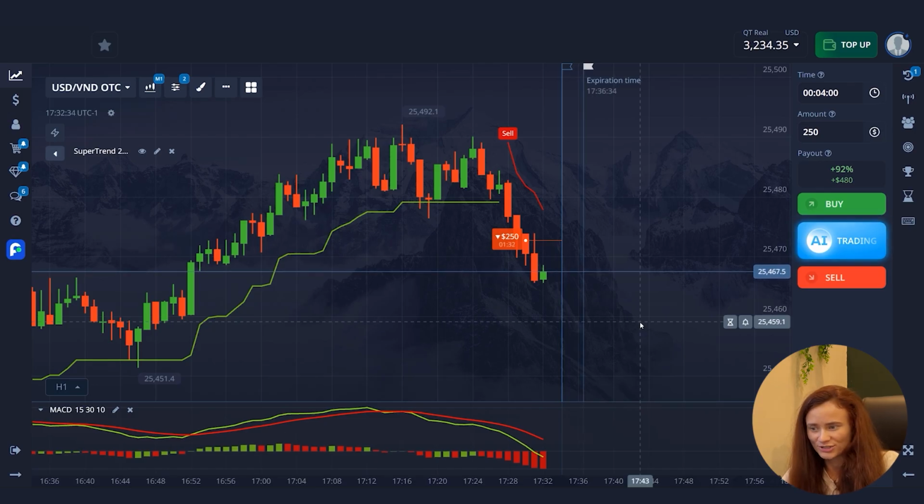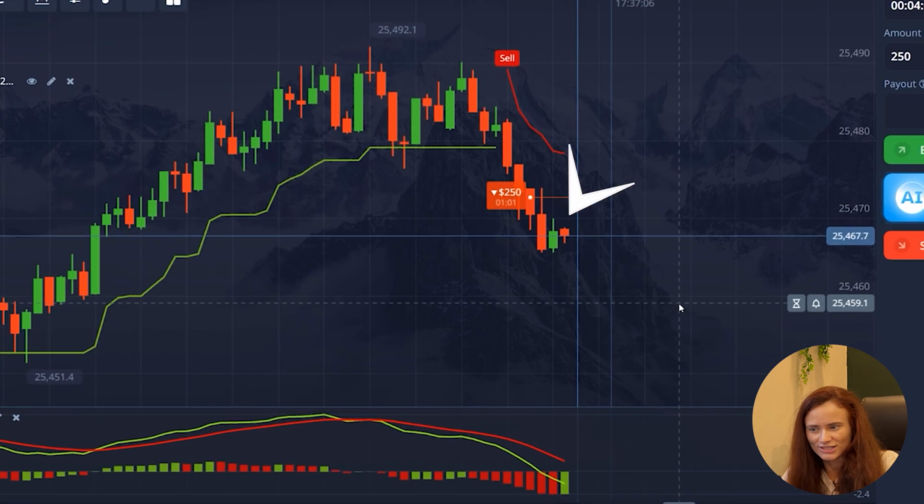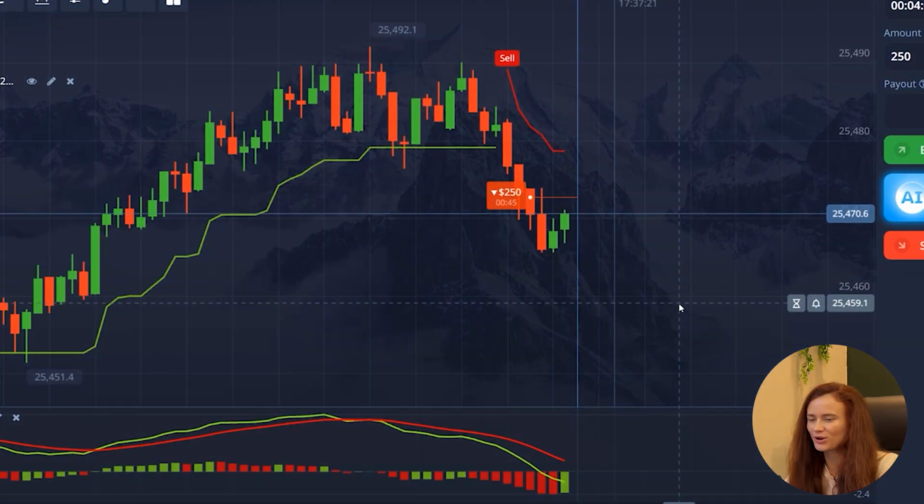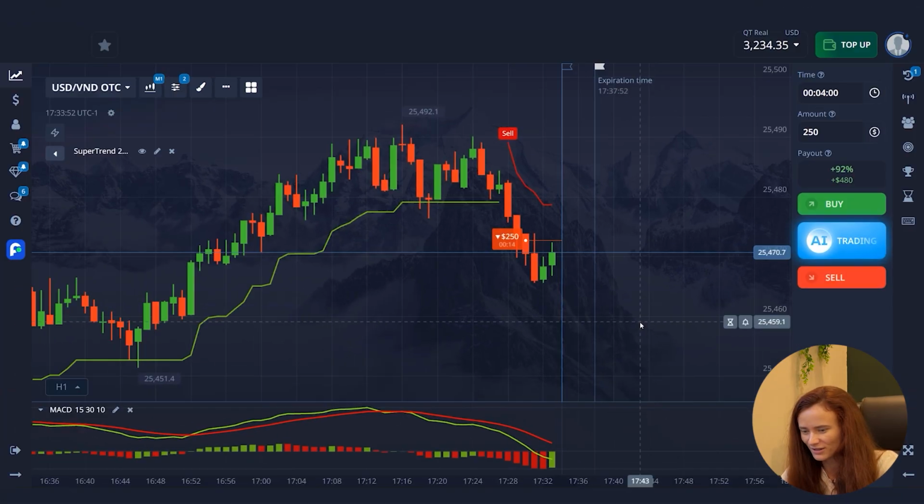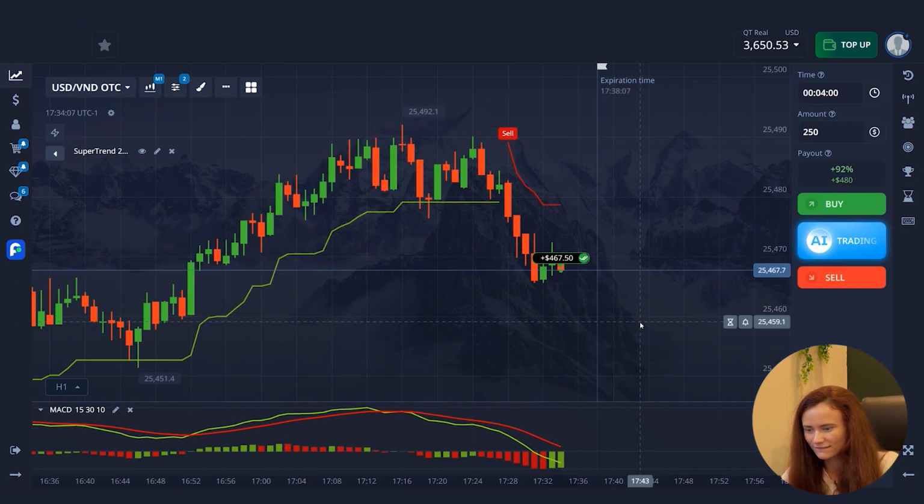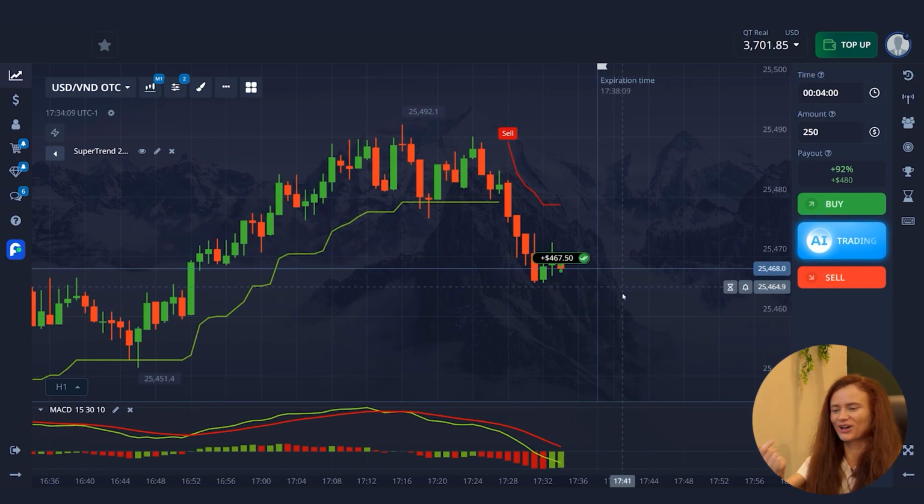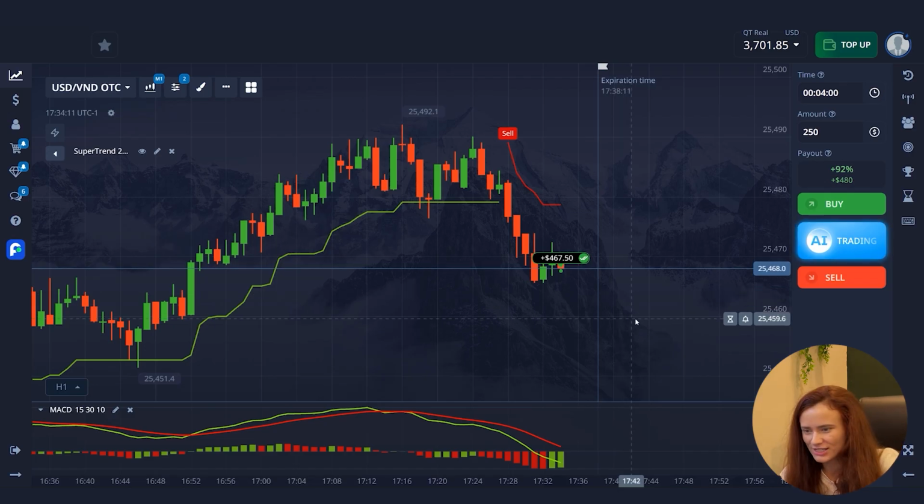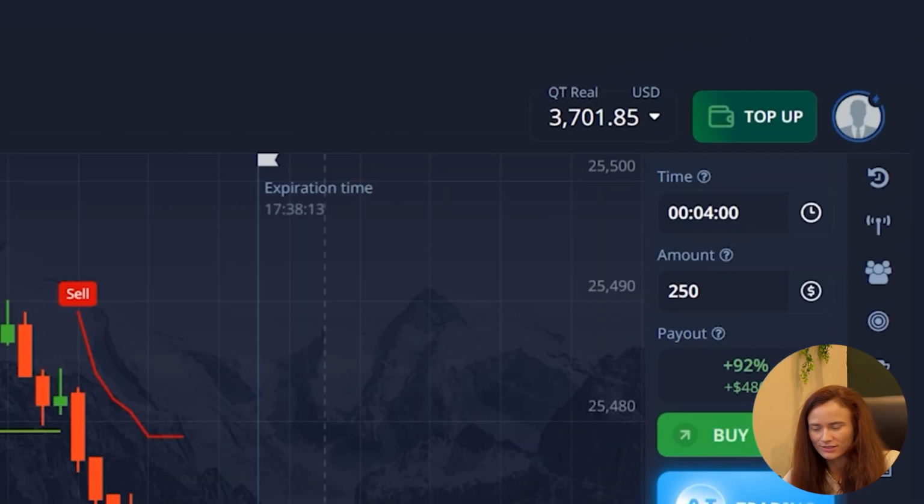Let's see how the price chart will move for now. The situation is stable, the price is falling, and I have no doubt about the reliability of the situation. So before closing the trade, there's very little time left. And yes, friends, another profitable trade, and that increases my account balance to $3,701. And now I will find another situation and open the last trade.